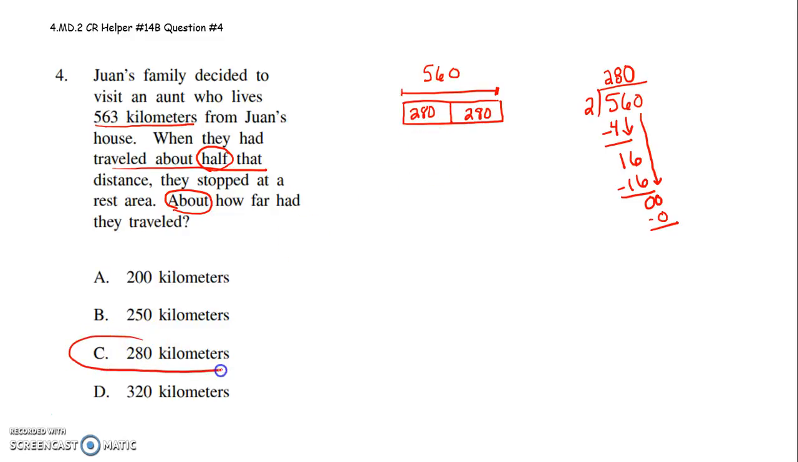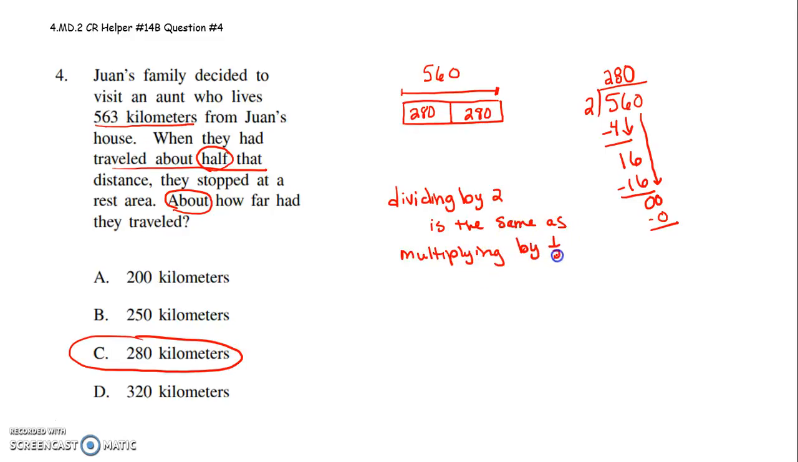So that will give me 280 kilometers. I just want to mention dividing by 2 is the same as multiplying by 1/2. So if you went halfway and you took your 560, you could multiply that by 1/2. Well, if I'm multiplying 560 by 1/2, 560 is the same as 560 over 1.